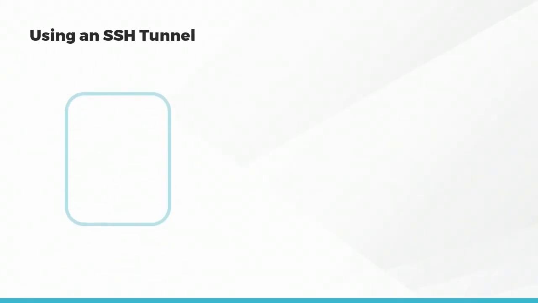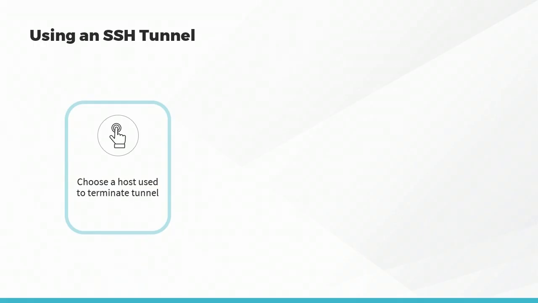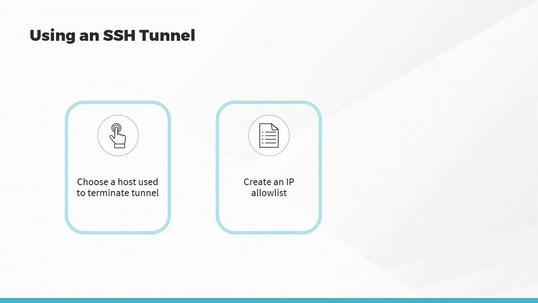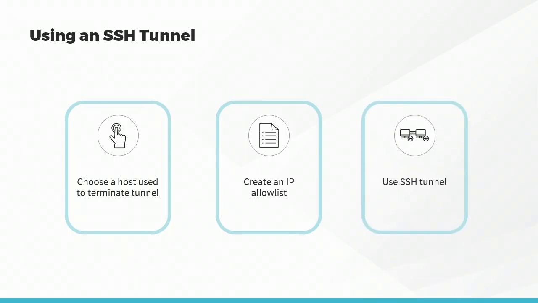Using an SSH tunnel just involves choosing a host that's used to terminate the tunnel. The tunnel can be terminated on either the database host itself or a separate host, which could be the tunnel server. The second step to SSH tunnel is to make sure that you have an IP allow list so that it's using SSH, which is generally on TCP port 22. And using the SSH tunnel is pretty straightforward.